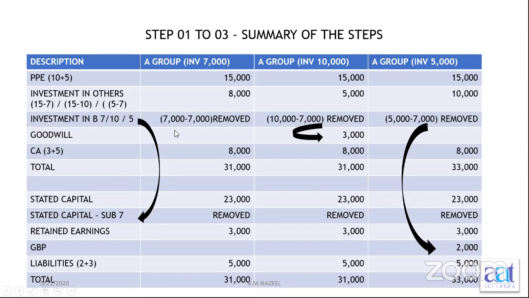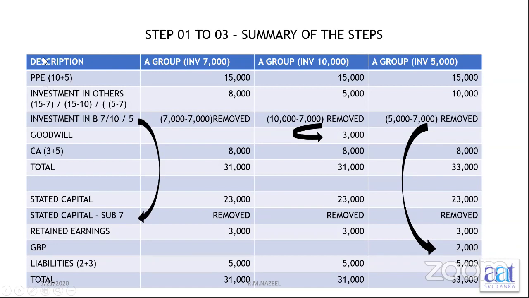So you understood how the investment evolves over the period. If you pay more, there is a goodwill. If you pay less, there is a GBP. The balance items you can see: the PPE, same 15,000. The current asset, same 8,000. Stated capital is only from whom? The parent company. Retained earning is, in this case, the same amount, right? Liability is also the same amount. So this is line by line consolidation.